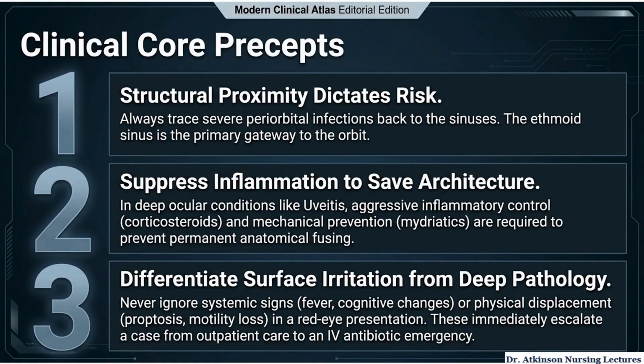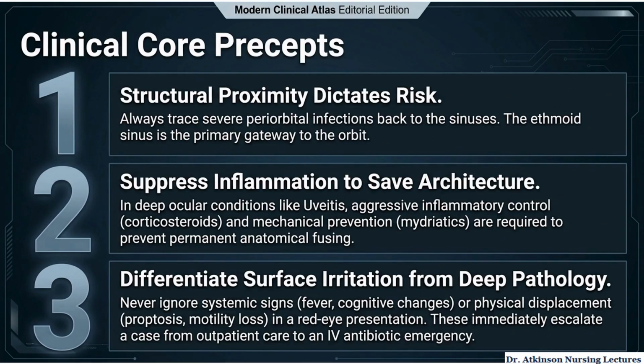Suppress inflammation to save architecture. In deep ocular conditions like uveitis, aggressive inflammatory control with corticosteroids and mechanical prevention with mydriatics are required to prevent permanent anatomical distortion: synechia, secondary glaucoma, cataracts. You're not just making the patient comfortable, you're protecting the physical structure of the eye.